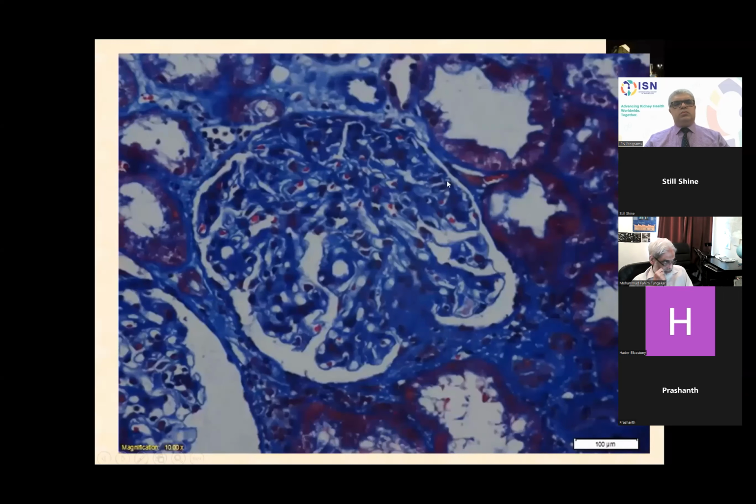The urinary space is patent all over here and all over here, but it is interrupted at this site. And this is another glomerulus in the field where the urinary space is patent and not interrupted or occluded by the segmental sclerosis.